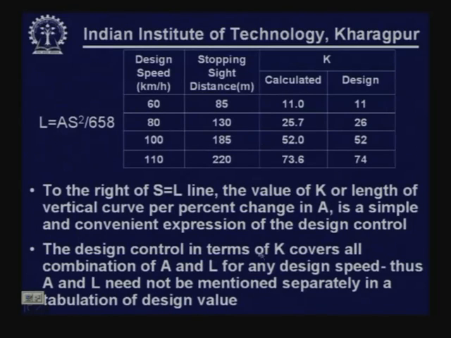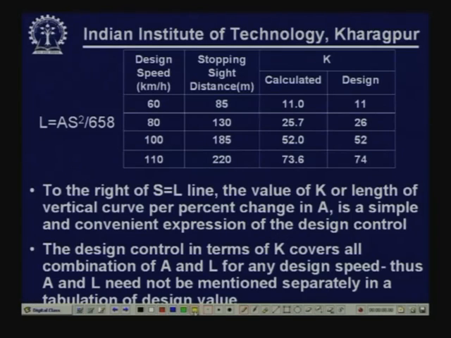The design control in terms of k covers all combinations of A and L for any design speed. Therefore, it is not necessary to define or mention A and L separately. If we consider k, that covers all combinations of A and L, and therefore it is not necessary to address A and L separately in design tables.